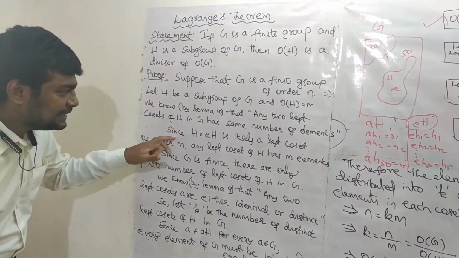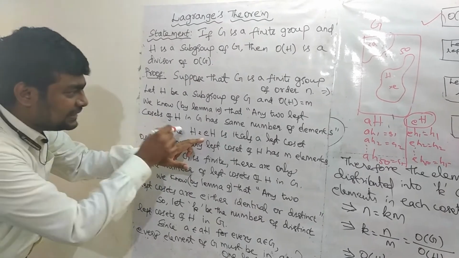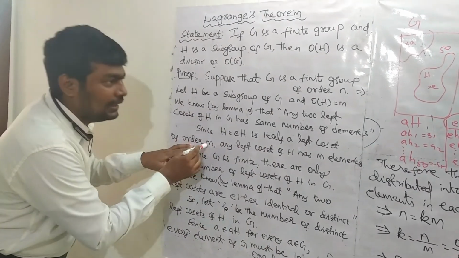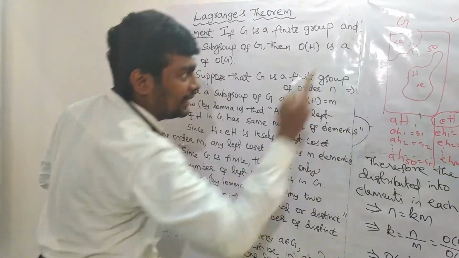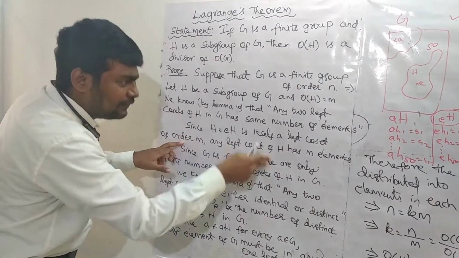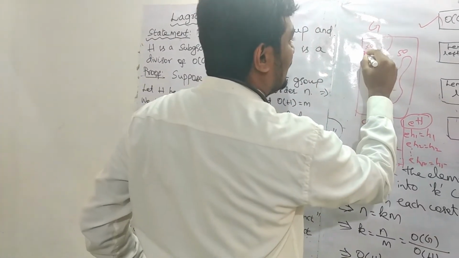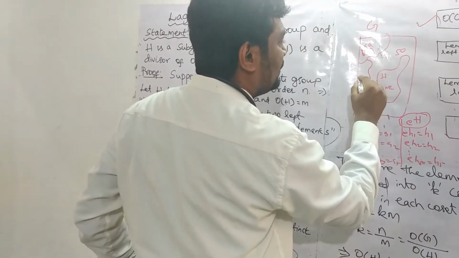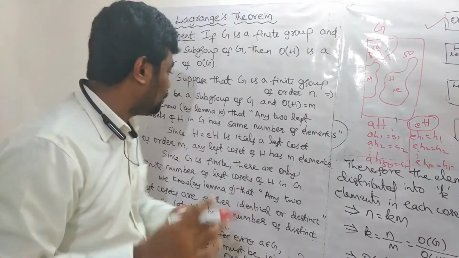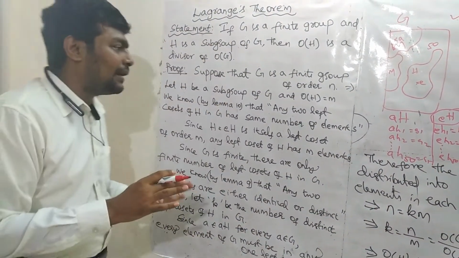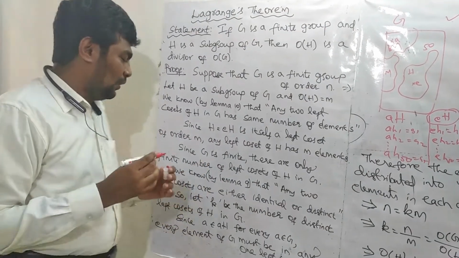Now come here. That's what he is telling. Since H is eH, this itself is a left coset of order m. I have taken 50, and that 50 is our m here. Any left coset of H has m elements, then obviously it will also have m elements. Any left coset, because that's what our lemma 10 says, right? Our lemma says any 2 left cosets have the same number of elements.